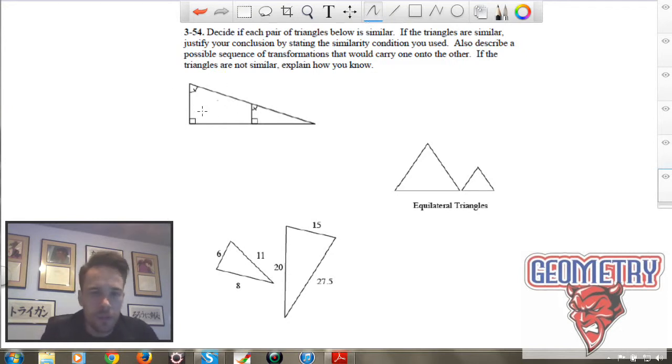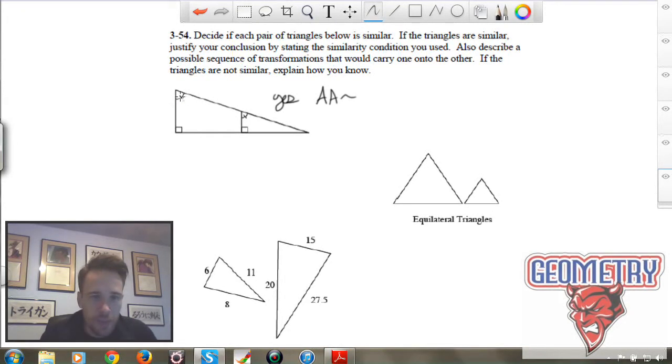Okay, this first pair here, I would say that yes, they are similar. The reason I know they're similar is by angle-angle similarity, and I can tell that just by looking here. There's one angle that matches up, there's a second angle that matches up, so they're similar by angle-angle similarity. The transformation would be an enlargement, or a dilation. We have this smaller triangle and it's been magnified and blown up, and now we have this larger triangle.